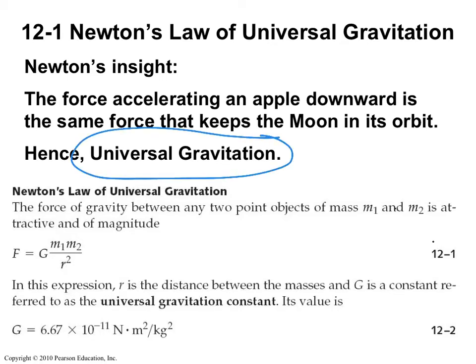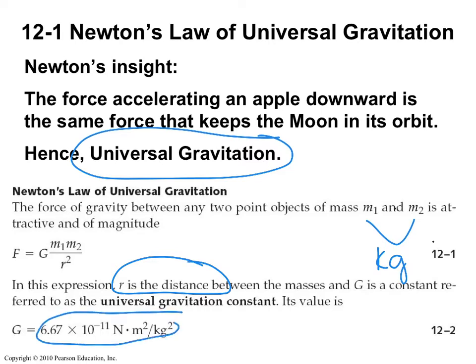So this is saying the force between any 2 points of mass 1 and mass 2, and these are both in kilograms, is attractive and has magnitude. So this is the equation we're going to use. Force equals G, and I'll talk about G in a moment, mass 1 times mass 2 divided by r squared. So r is the distance or the radius between two objects. G is our constant, which is 6.67 times 10 to the negative 11th.